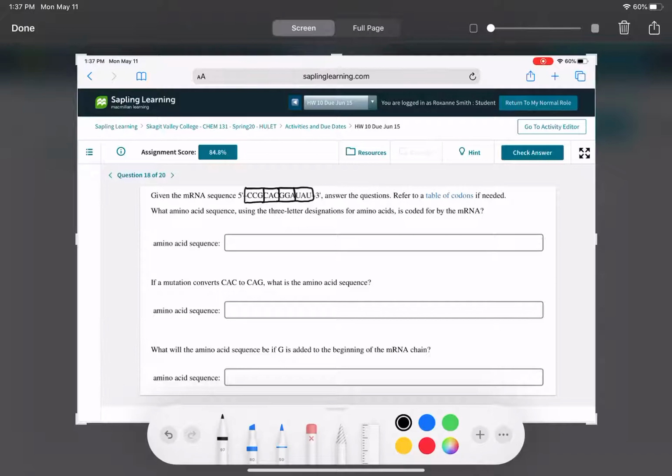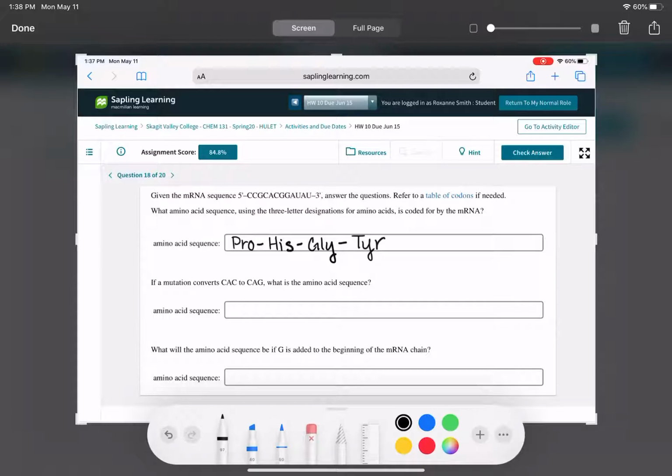CCG is PRO. I can't quite read what I wrote there. CAC is HIS. GGA is GLY, and UAU is TYR, again, assuming that I've looked at everything correctly.